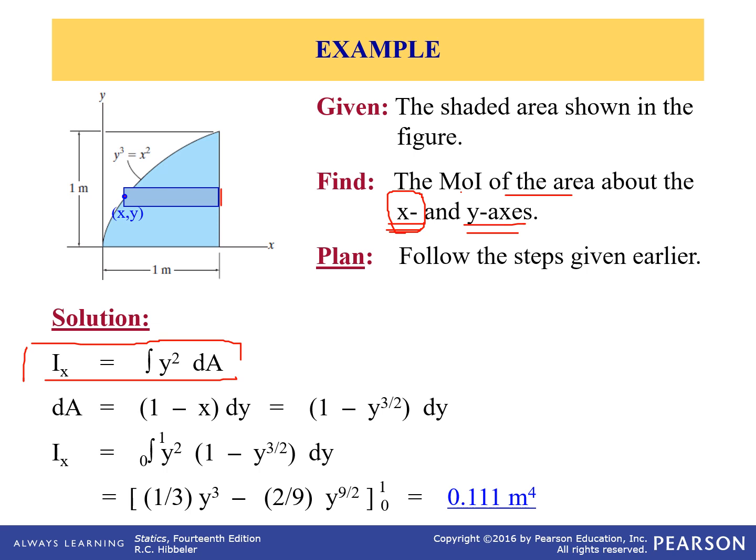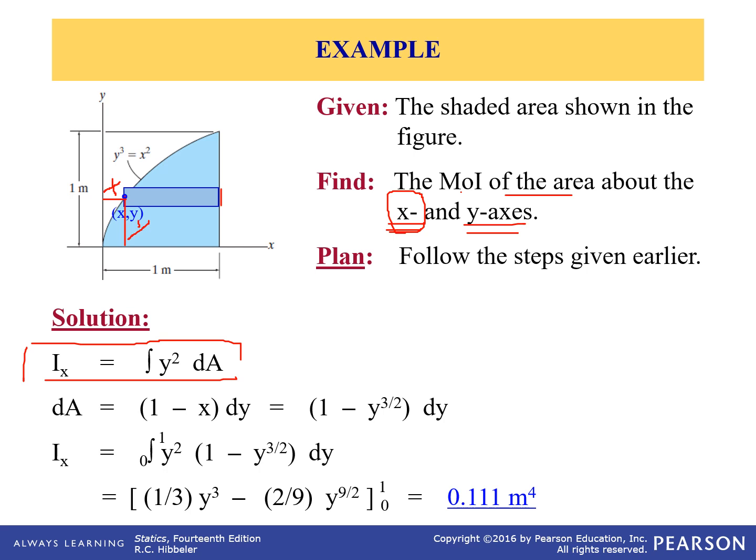And now, the distance of the strip dA to the x-axis is y. This is the y distance because the blue dot has the coordinates x and y. And x is the distance from the point to the y-axis, because that's the coordinate of this point, x and y.